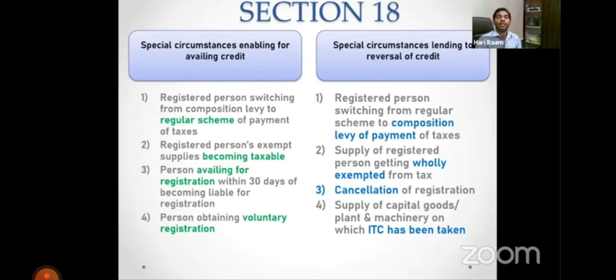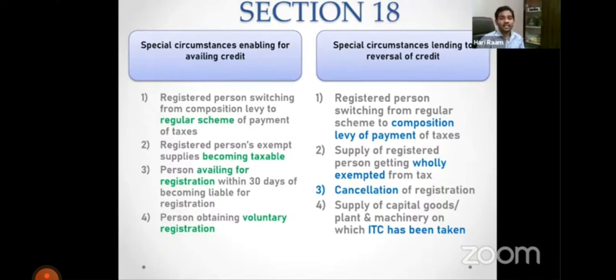Now finally, the last section, Section 18, deals with 2 circumstances. One is a special circumstance enabling the availing of credit, and one more is leading to reversal of credit. These are 2 extremes. Till now I am not a registered person, or I am a registered person under the composition levy, and now I turn into a regular scheme. Such is the first circumstance. First, category A, the first one.